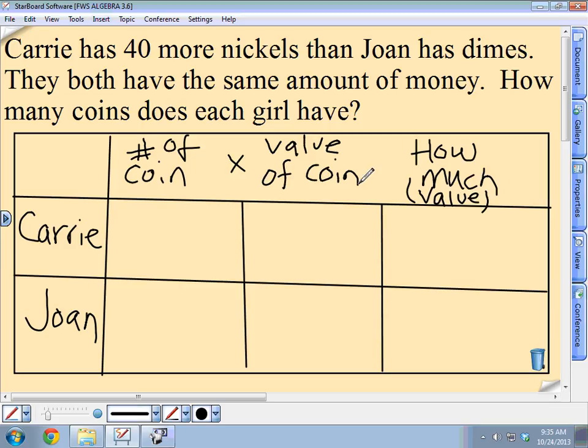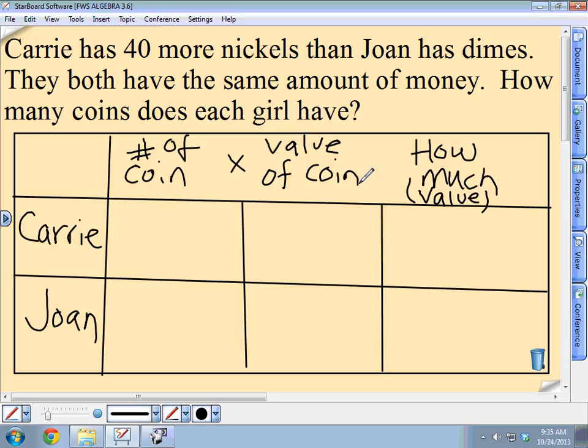So if you take the number of coins I have in my pocket and you multiply it by how much each one of those coins individually is worth, you get the total money I have in my pocket. Okay? And so that's what it is. So Carrie has some money in her pocket, and Joan has some money in her pocket. And so we have to figure out what type of coin they have, how many coins they have, how much those coins are worth a piece, and then we'll figure out how much they have. Okay, so now we'll start filling in our chart.